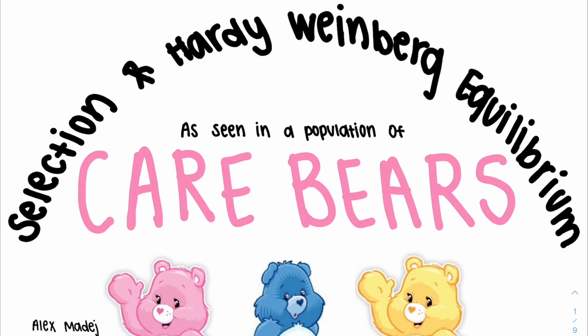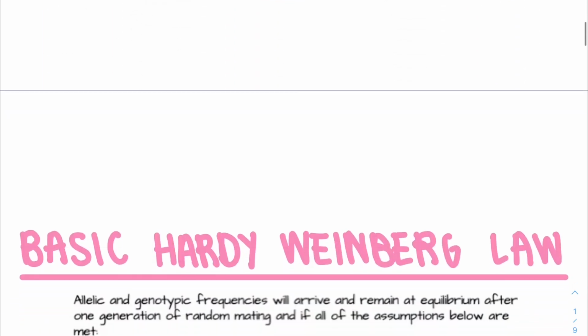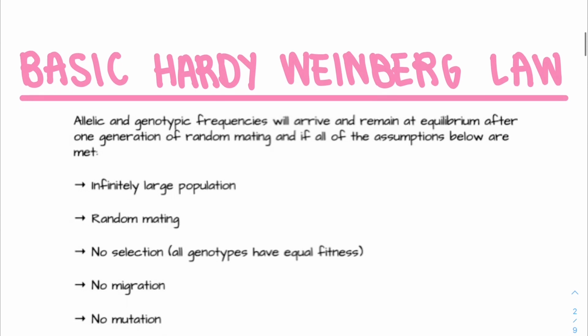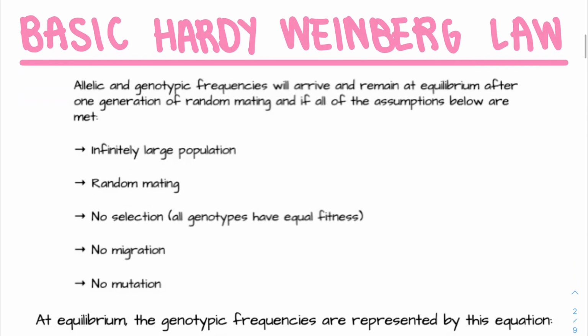In this video, we will be discussing selection in Hardy-Weinberg equilibrium as it relates to a population of Care Bears. Now let's get into the basics of Hardy-Weinberg law. In Hardy-Weinberg law, allelic and genotypic frequencies will arrive and remain at equilibrium after one generation of random mating if all of the following assumptions are met.